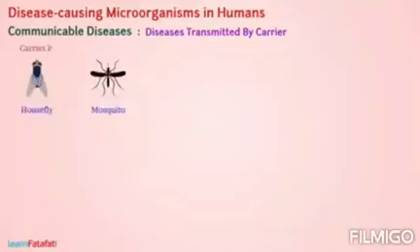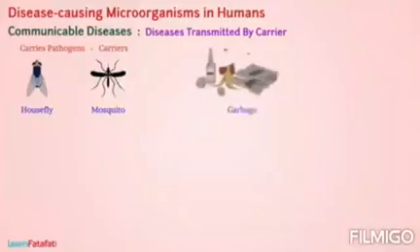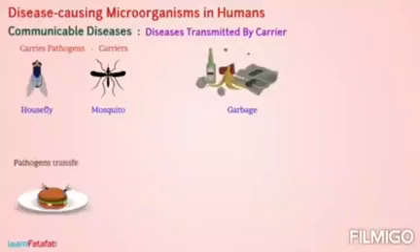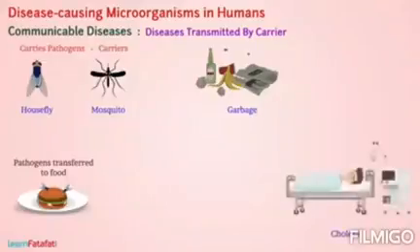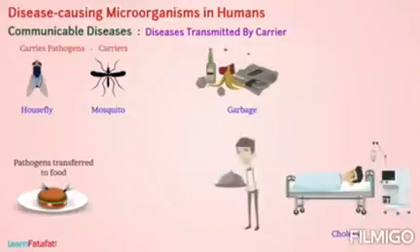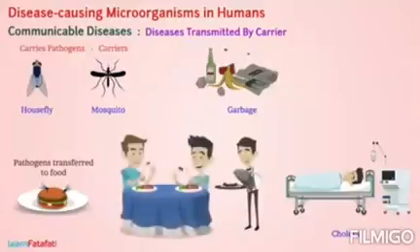Diseases transmitted by carriers. The organisms such as houseflies and mosquitoes, which carry pathogens, are called carriers. Pathogens present in garbage stick to the body of the housefly. When houseflies sit on uncovered food, pathogens get transferred to the food. Eating such food causes diseases, for example, cholera. So, it is advised to keep food covered and eat food that is covered.